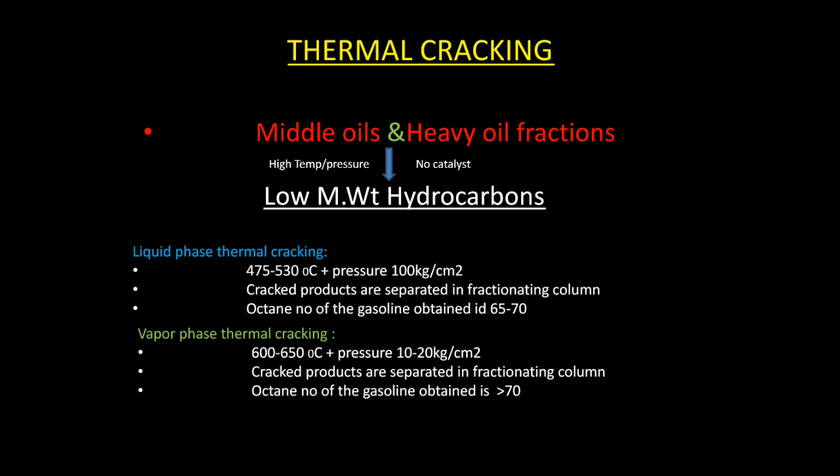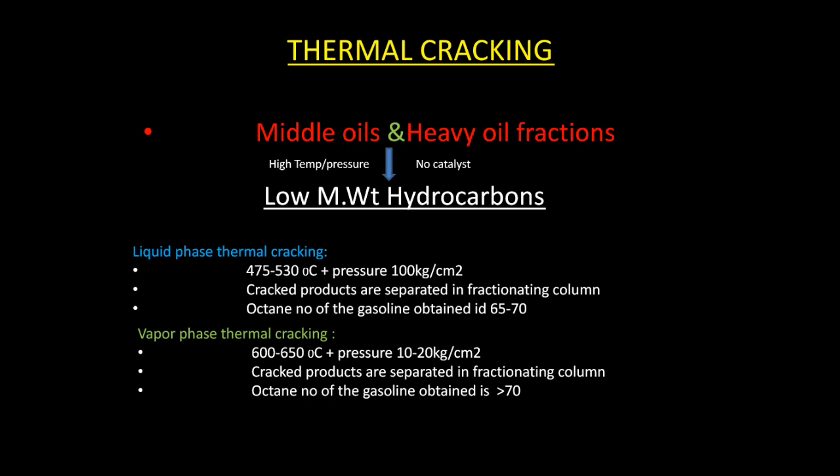In liquid phase thermal cracking, we apply a temperature of almost 475 to 530 degrees centigrade and high pressure as well, that is 100 kg per centimeter square, on the liquid phase of the middle and heavy oil. These cracked products are separated in a fractionating column, and the gasoline generated by this method has an octane number around 65 to 70.